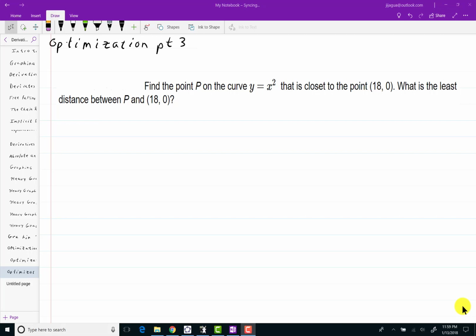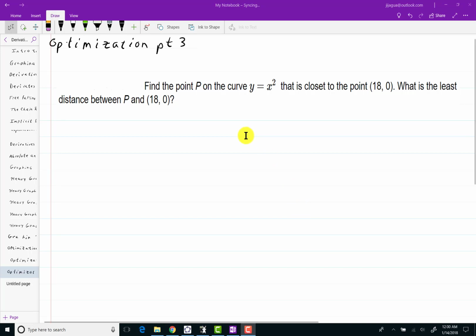More optimization problems. Here we're asked to find the point P on the curve y equals x squared that is closest to the point (18, 0). What is the least distance between P and (18, 0)? So there's actually two questions. They want to find the point on the curve that's closest to the given point (18, 0), and what is the least distance between P and (18, 0).